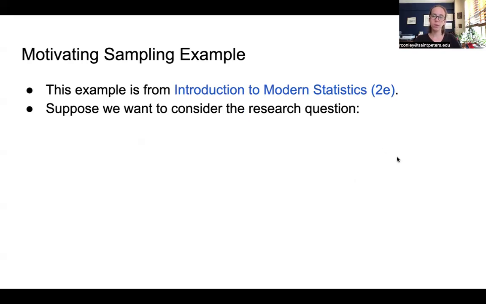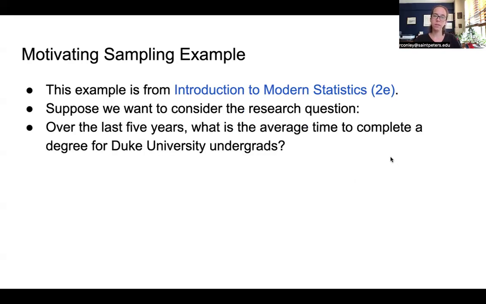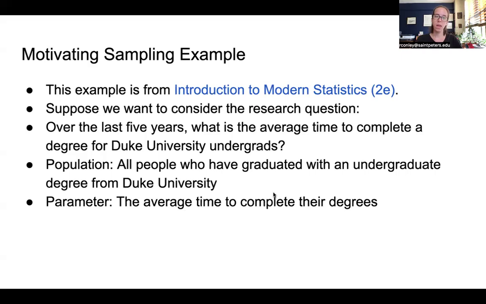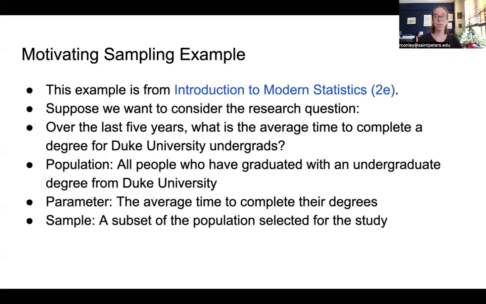Suppose we want to consider the research question: over the last 5 years, what is the average time to complete a degree for undergraduates at Duke University? The population here is all the people who have graduated with an undergraduate degree from Duke University in the last 5 years. And the parameter that we're trying to estimate is the average time to complete their degrees. We are going to need to pick a sample so that we can calculate a sample statistic and use that statistic to estimate our parameter.